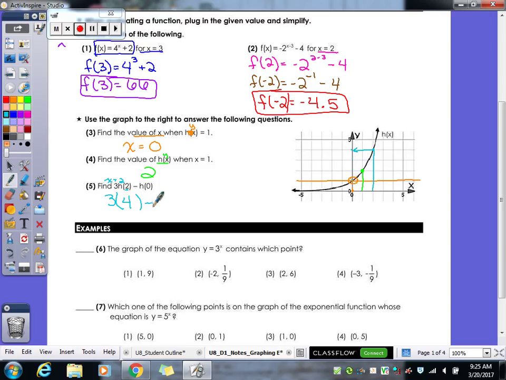So it's going to be 3 times the 4 minus h of 0. Again, that's when x is a 0. So when x is 0, where is our graph? At 1. So 3 times 4 gives us 12, minus 1, 11. So our answer is 11.